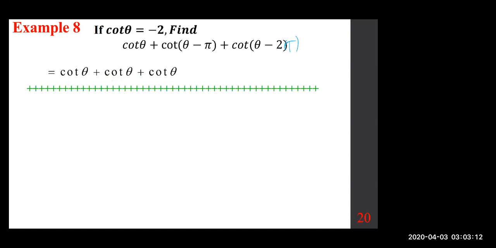Each one is cotangent theta. So again, cotangent theta plus cotangent of theta minus pi and cotangent of theta minus 2 pi. Because the period for cotangent is pi, whether you add pi or multiples of pi, or subtract pi or multiples of pi, makes no difference. There are 3 of them, and that's 3 times negative 2 equals negative 6. We're going to get the last question, and then we want to spend a few minutes on the next section.